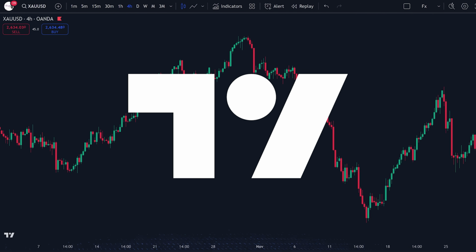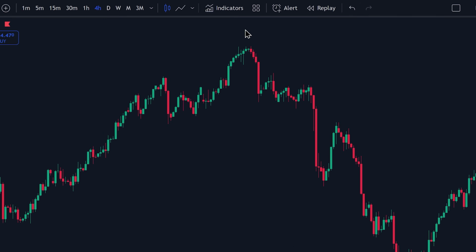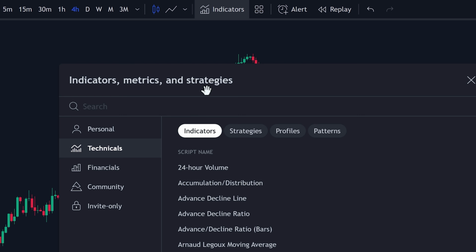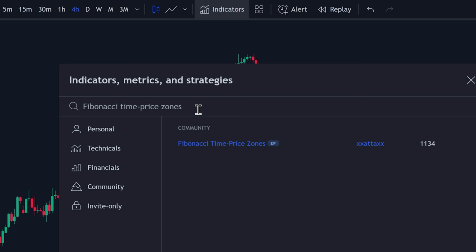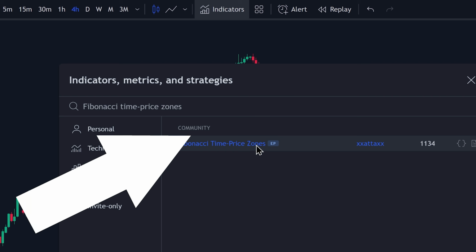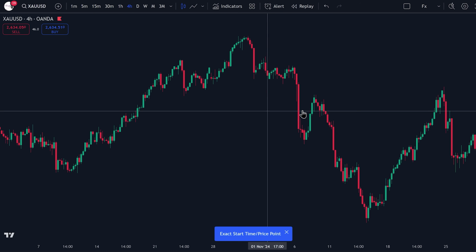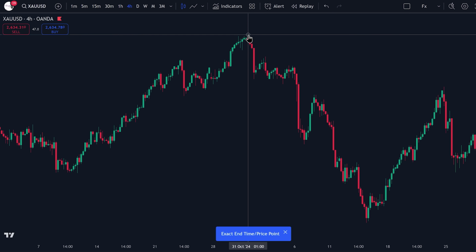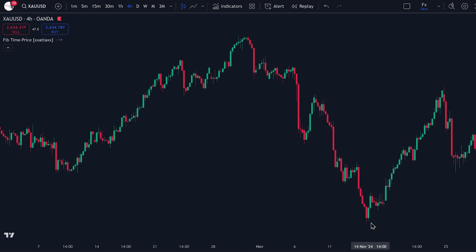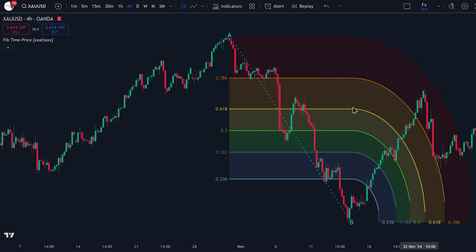How to add it to your TradingView chart. Click on Indicators at the top of the TradingView interface. Search for Fibonacci time price zones. Select the indicator and exit the search box. To display it on your chart, you'll need to set the start price point, which is typically a swing high, and the end point, which is usually a swing low. Once done, the indicator will appear on your chart, ready for use.